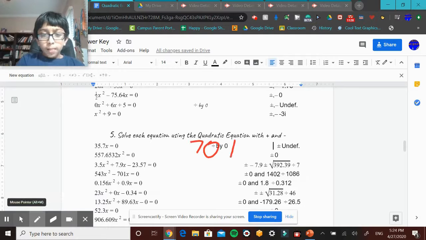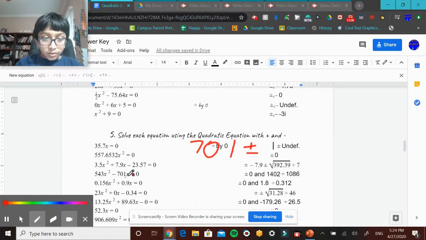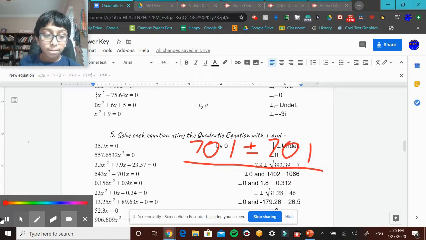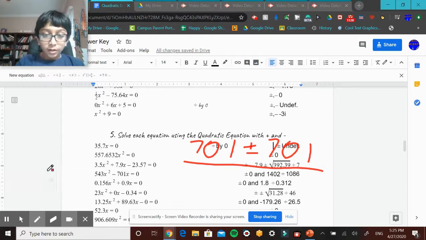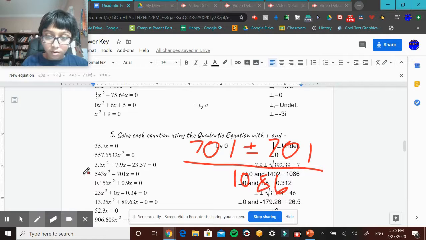Negative b, 701 plus or minus the square root of b squared. Wait, pause. What have I done? Guess what? C is 0, which means it's just going to be the exact same thing, divided by 2a. What is 2a? 2a, oh, that looks ugly. 543 times 2 is 1086. So if it's minus, the answer is going to be 0. If it's plus, then it's going to be divided by 1086. Oh, it's going to be 1402 divided by 1086, which is what I have.